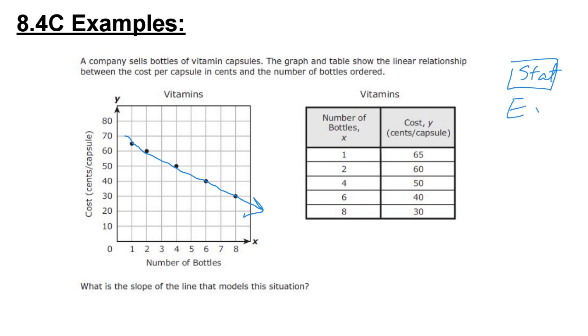If you do not know how to do stat edit by this time, you need to ask for help. Every time you see a table, if you use stat edit, you will get the answer correct. So stat edit, hit 1, enter, 2, enter, 4, enter, 6, enter, 8, enter. Go up, over, and hit 65, 60, 50, 40, 30. Hit Stat, Tab 4, enter all the way.